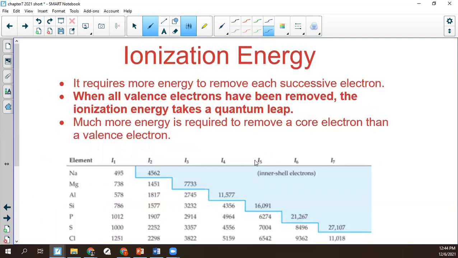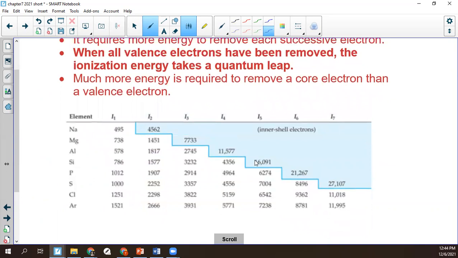This is very important. It requires more energy to remove each successive electron. All right, is that chart too small for you to read? So look here. Sodium takes 495 joules to remove its first electron. The second one takes 4,562. Takes 10 times more energy to remove the second electron from sodium than the first. And that should make sense.